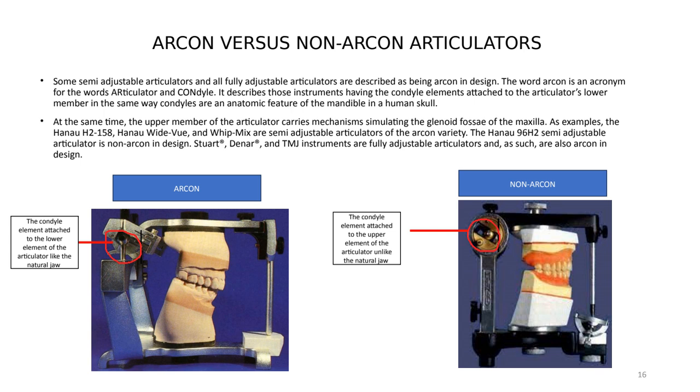The non-Arcon articulators are the articulators that use the upper part of the articulator to mimic the movement, which is not correct. But the way those non-Arcon articulators are set up, they can be used also for these purposes. But if you want to do more accurate work, when we're talking about complete dentures, partials, implant cases, full mouth rehabilitation, we want to use an Arcon articulator. Okay.